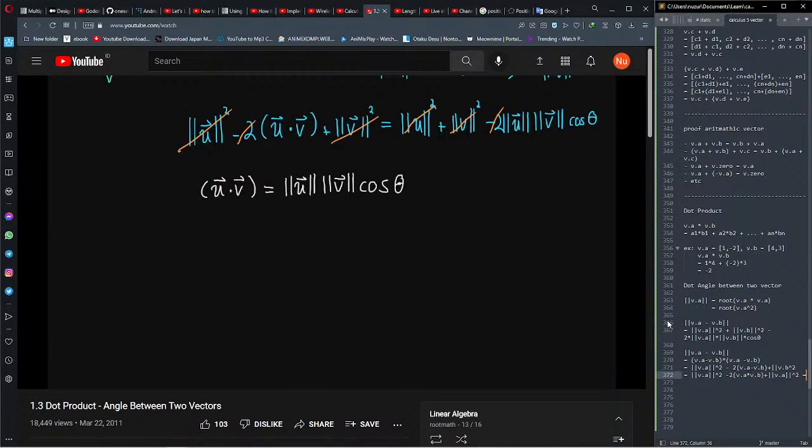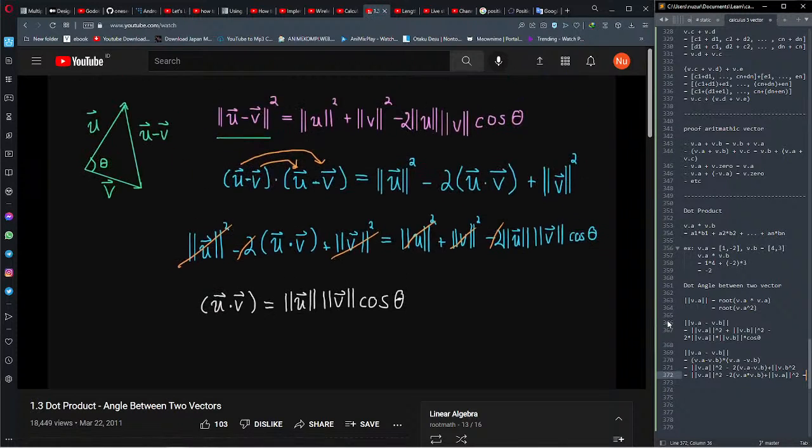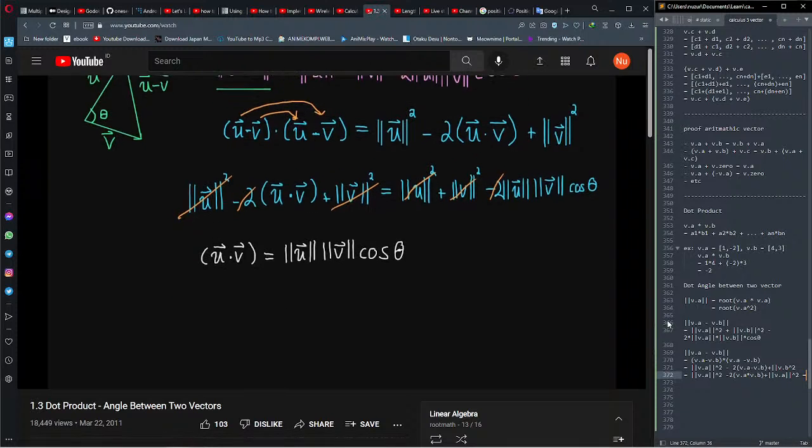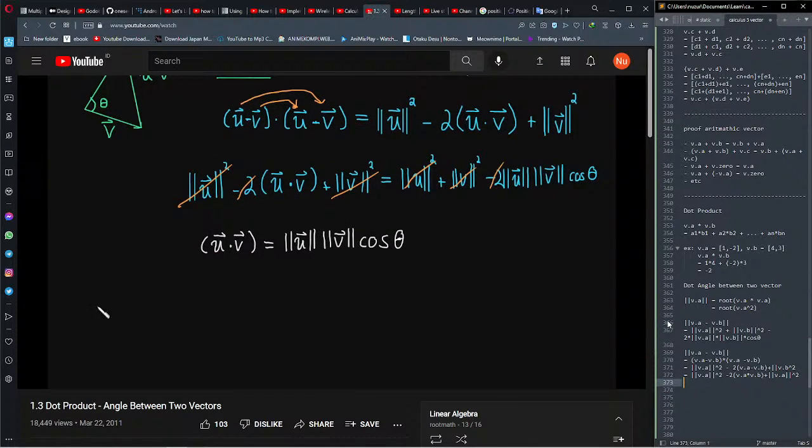Well, remember that this proof came from the law of cosines, which only really works in 2 dimensions. We're talking about a triangle. So when we go to higher dimensions, we take it as a definition that the cosine of theta is equal to u dot v divided by the length of u times the length of v. So that just comes because we just divided by length of u, length of v.